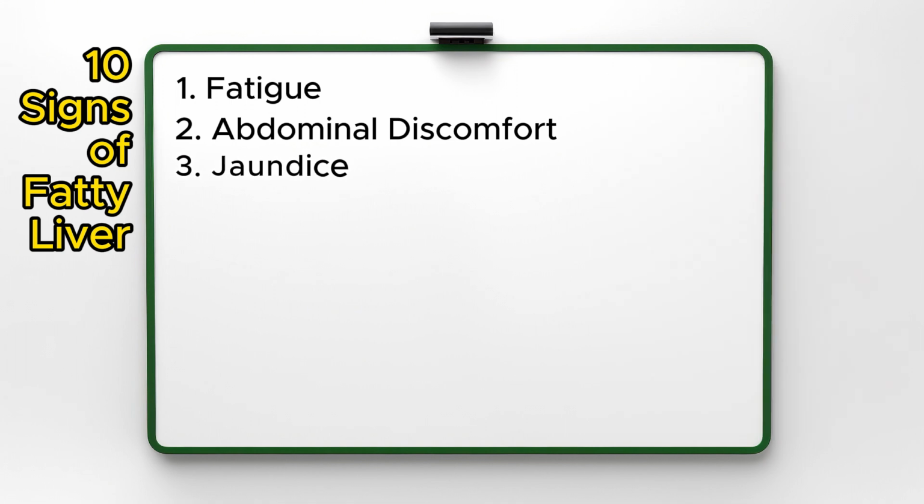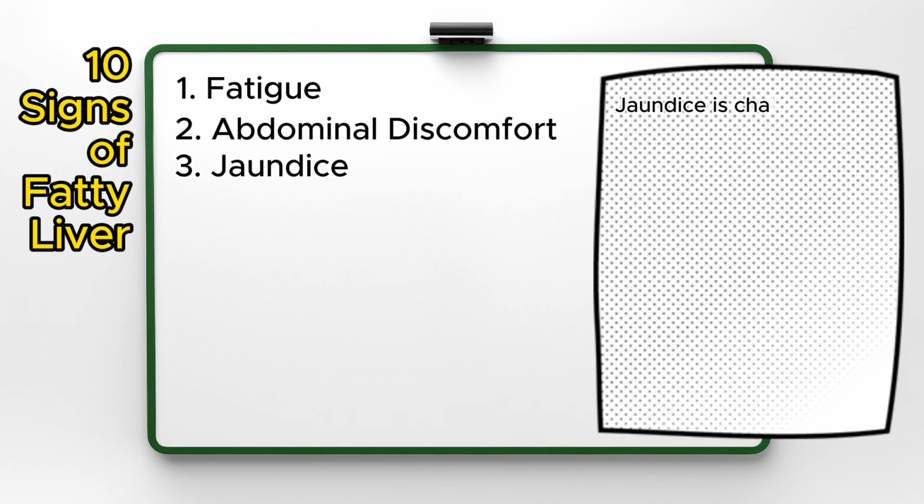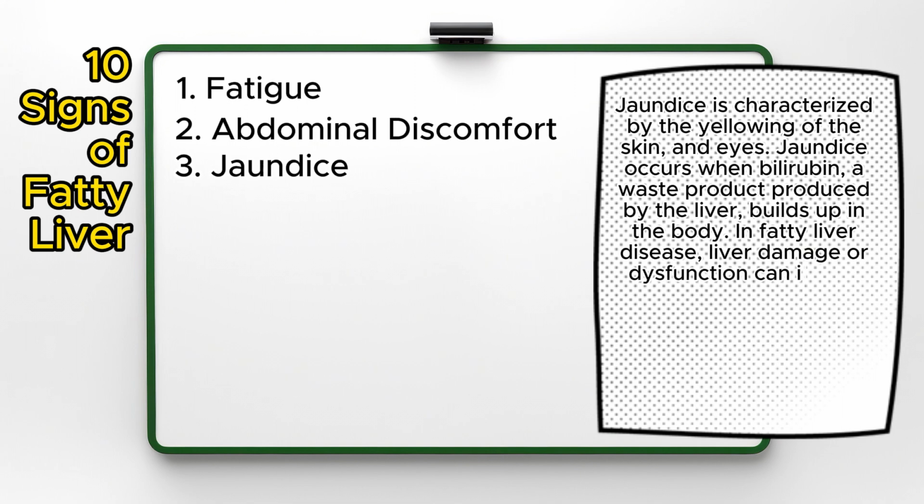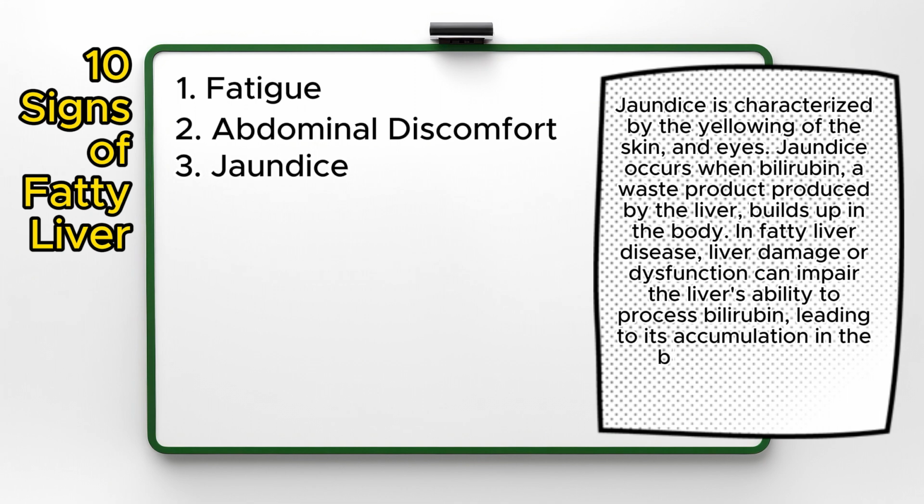Number 3. It's jaundice. Jaundice is characterized by the yellowing of the skin and eyes. Jaundice occurs when bilirubin, a waste product produced by the liver, builds up in the body. In fatty liver disease, liver damage or dysfunction can impair the liver's ability to process bilirubin, leading to its accumulation in the bloodstream and subsequent yellowing of the skin and eyes.